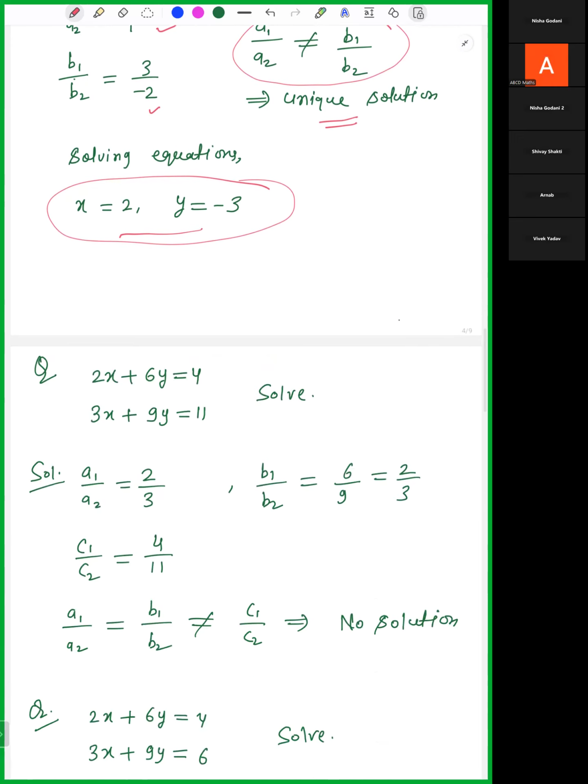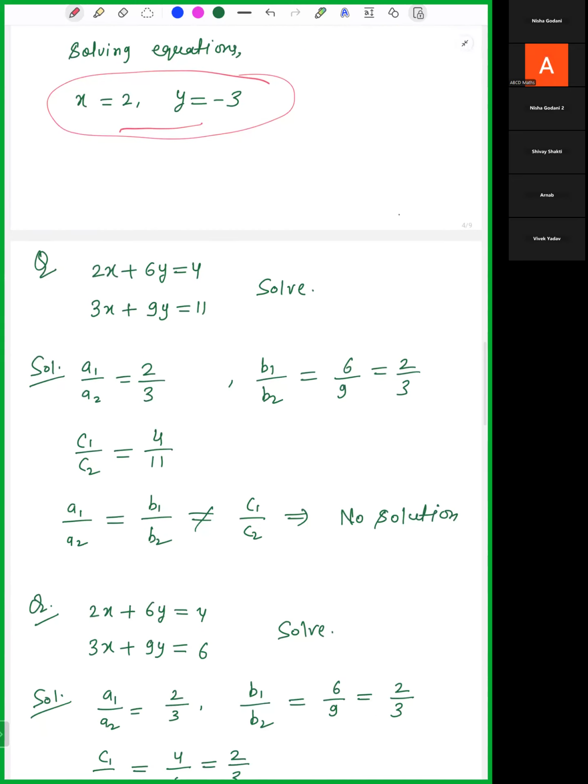Let's see the next question. If you have this system, then for this system of equations, the ratio of a1 upon a2 is 2 by 3, and b1 upon b2 is also 2 by 3. But c1 upon c2 is 4 by 11. So here these two are equal, but these two are not equal to c1 upon c2. This means this is the condition of no solution. So no values of x and y will satisfy this system. So in this case there is no solution.